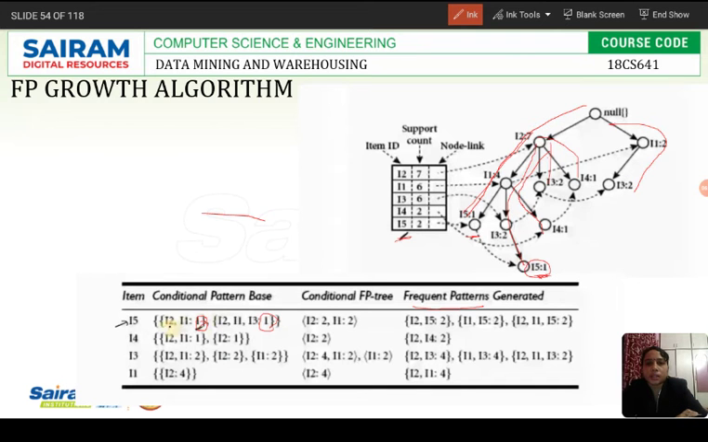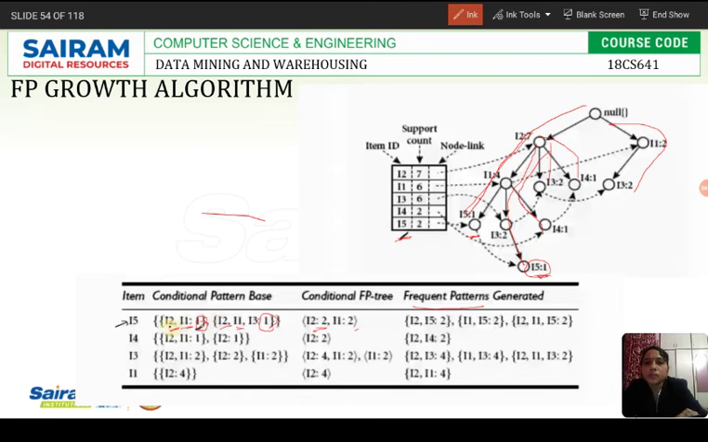Then what is the second step? After this, what we are doing is, I2, how many times is it occurring? So here 1, here 1, so twice. In the I5 path, how many times is I2 occurring? Item 2 is occurring once here, once here. So I am writing the count of I2 in the path of I1, I5, item 5. Then how many times is I1 occurring in the path of I5, item 5? I1 here once, here once. So twice I am putting.